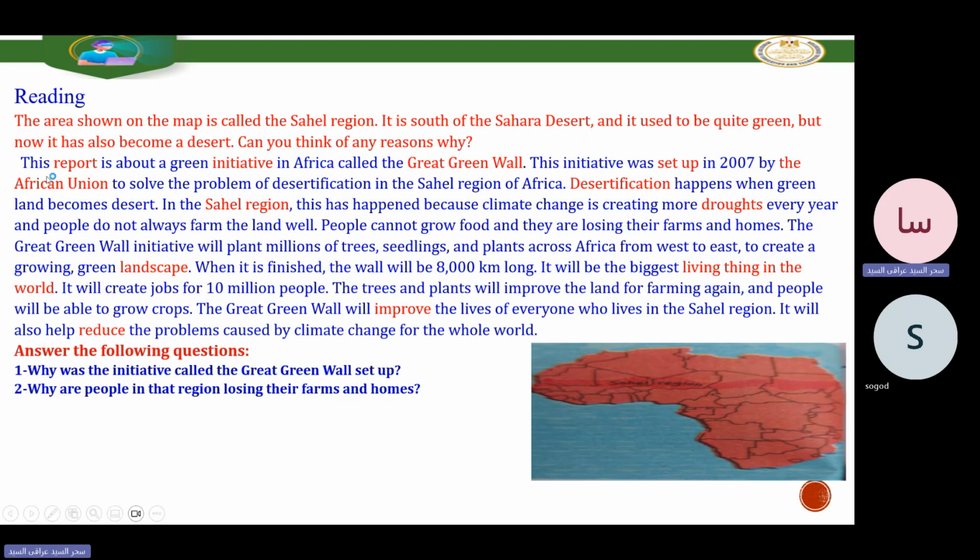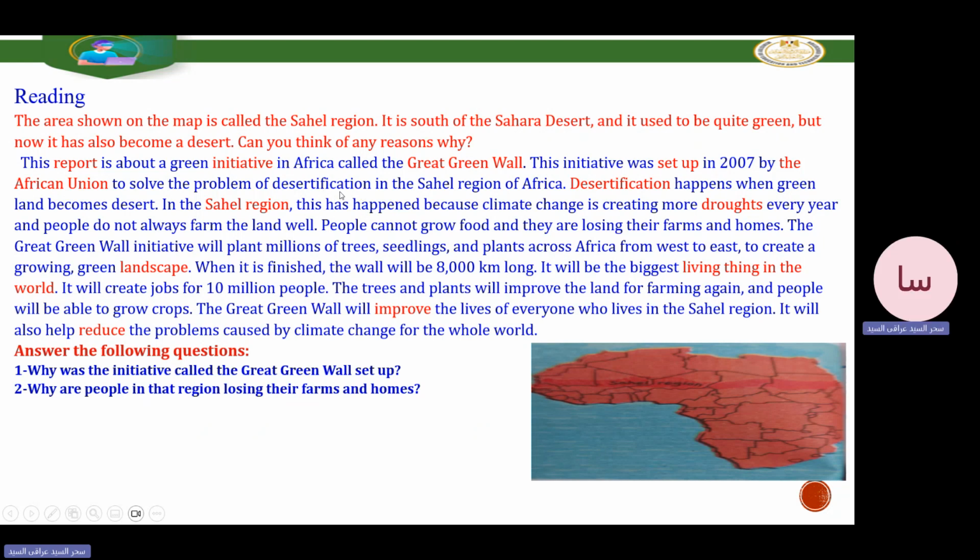Okay, let's read. This report is about a green initiative in Africa, which is called the Great Green Wall. This is the name of the initiative. This initiative was set up in 2007 by the African Union, a group of African countries that decided together, gathered in a union to take some steps or get some solution for the problem of desertification.